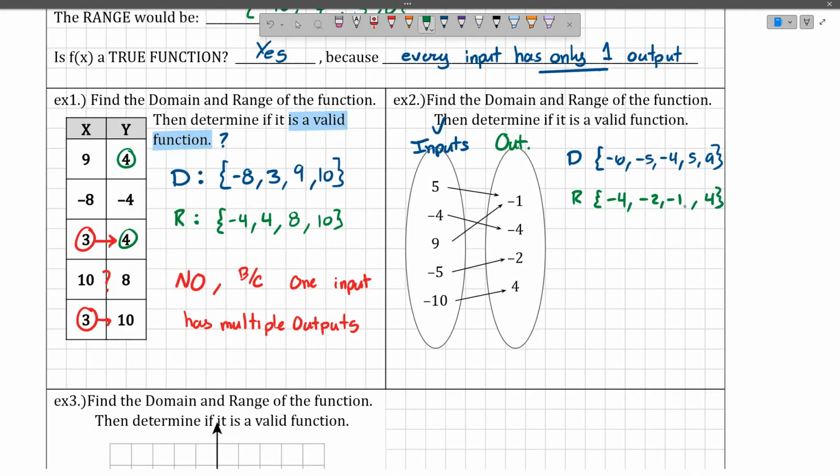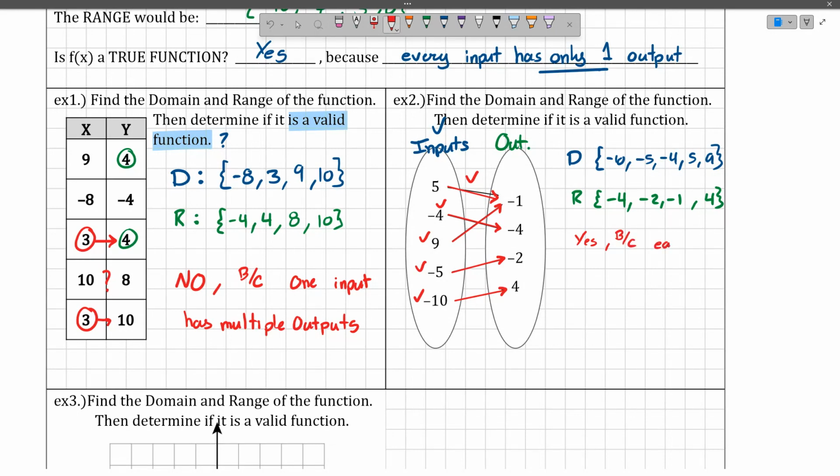All right, is this a function? Let's see. 5 goes to one number, so that's good. 4 goes to one number. That's good. 9 goes to one number, so that one's fine. -5 goes to one number, so that one's fine. And -10 goes to one number. So perfect. It doesn't matter that this output is getting multiple inputs. Again, it's just about the inputs. Do the inputs only go to one number? If so, good. All right, then we can say yes.